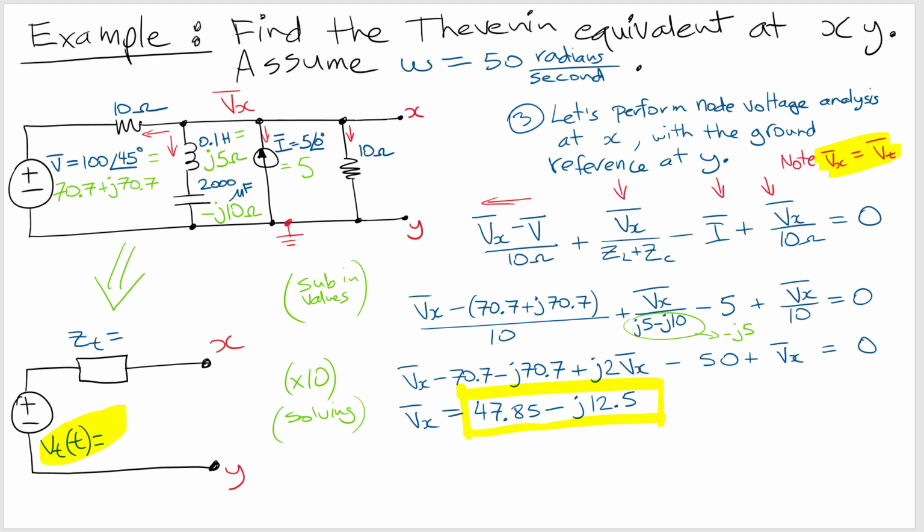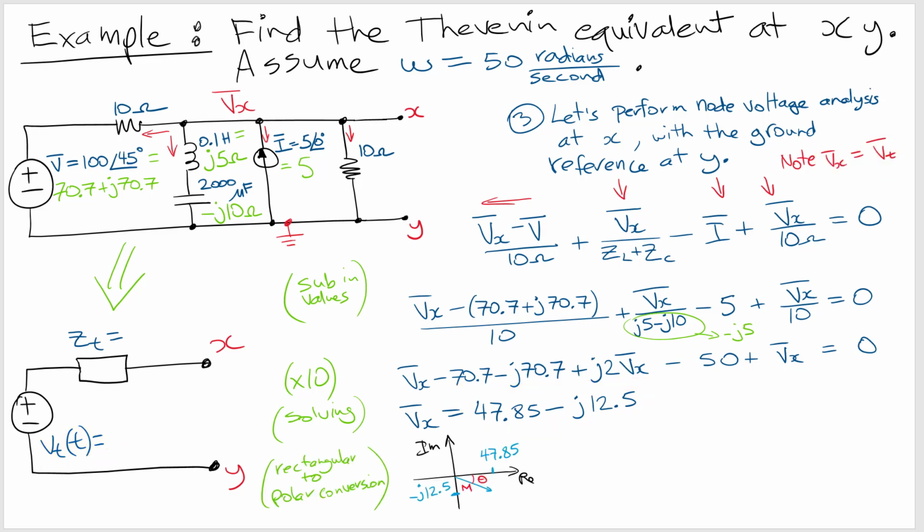Okay, so let's do the calculation. Let's draw this out. So we have 47.85. That's the real number, so that's that point. And then we have minus j12.5, and this is that point, okay? And then what we're going to do is calculate M, and we're going to calculate theta from that. So that's just a little bit of trigonometry that we're going to do.